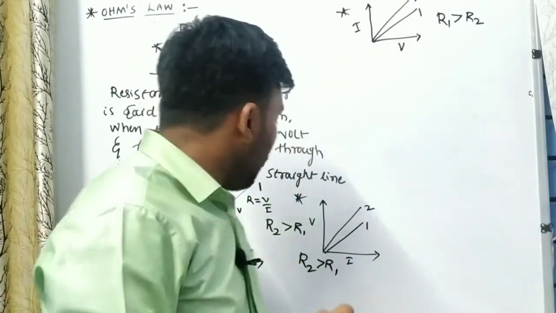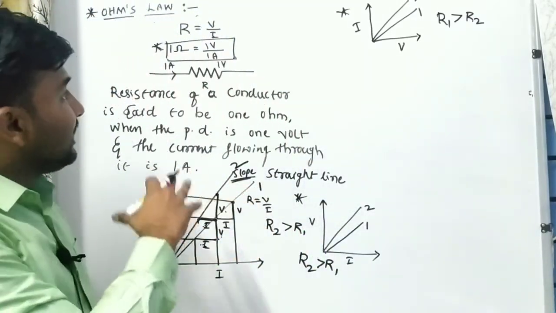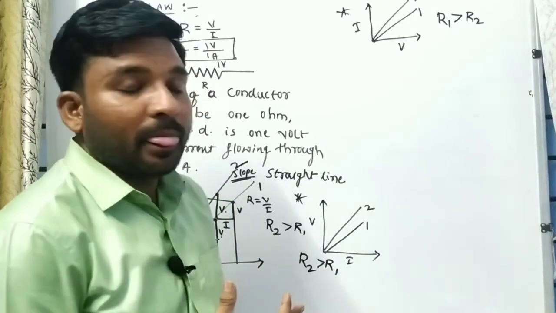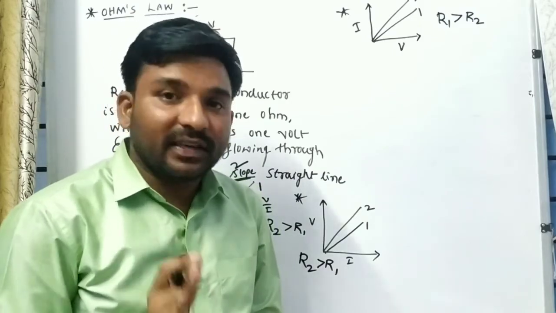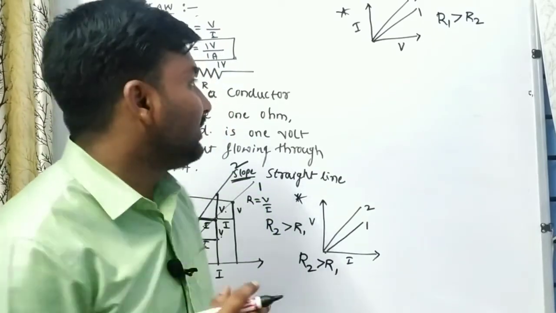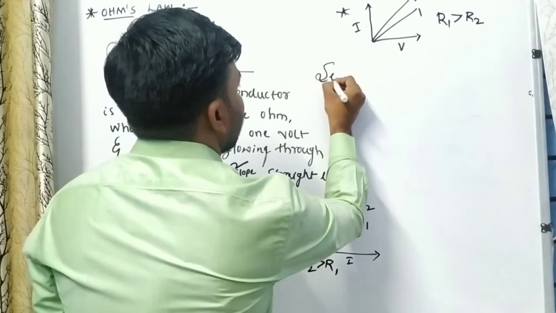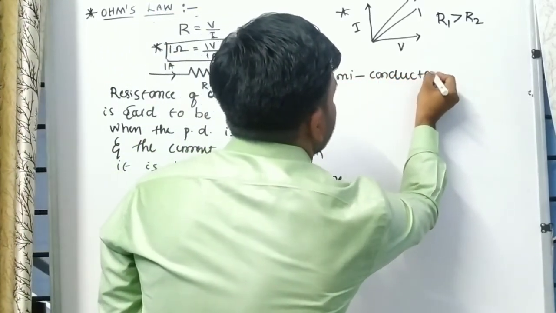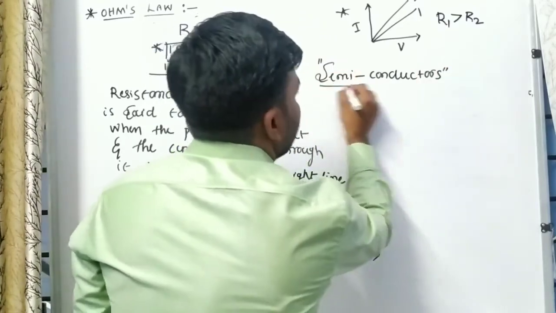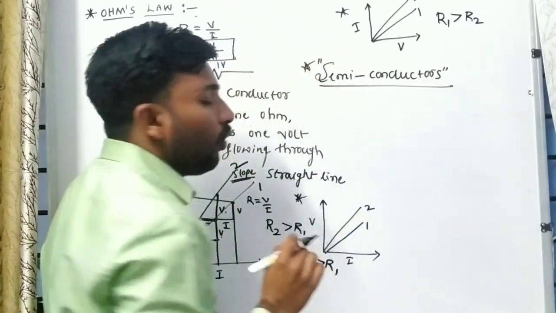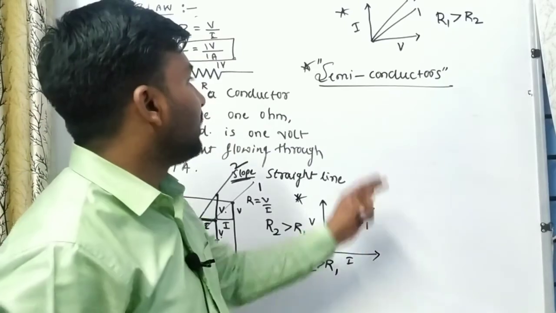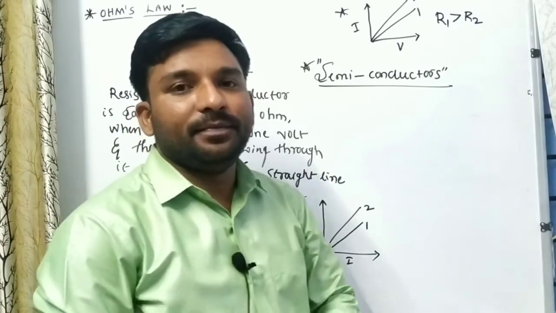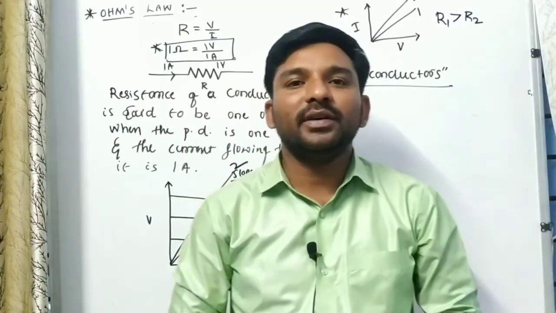Fine. Now note down this: Ohm's law is applicable for conductors only, not for semiconductors. A very important question. Ohm's law is not applicable for semiconductors. It is only applicable for conductors. So this is all about Ohm's law.